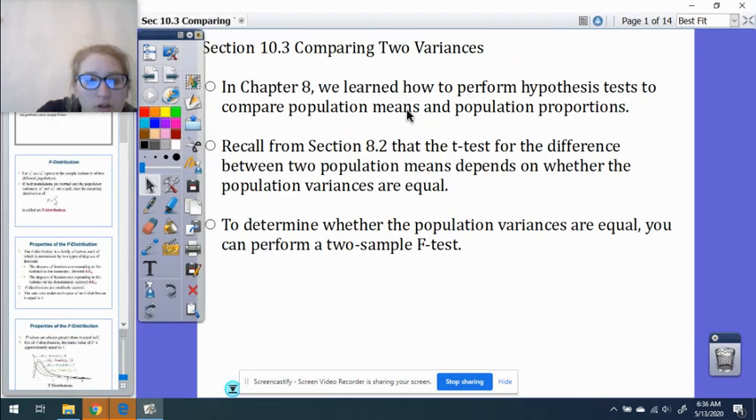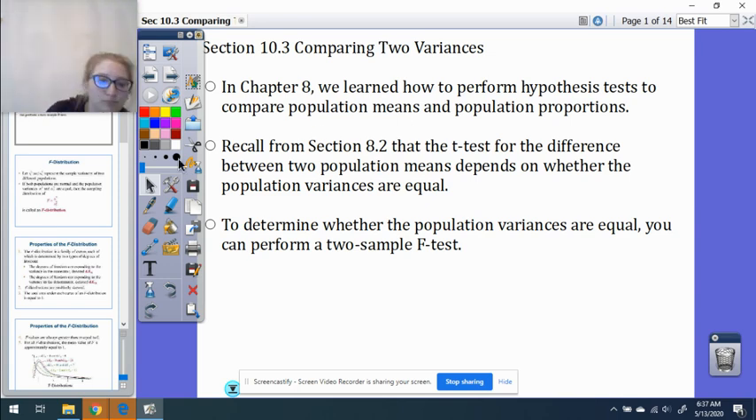We're going to be talking about section 10.3. And so what we're going to do in this section is learn about the F test. The F test helps us determine whether or not our population variances are equal. You probably remember from section 8.2, we were using the t-test to test for the difference between our two population means on whether or not our population variances were equal. So we had those two different formulas that we had to use.